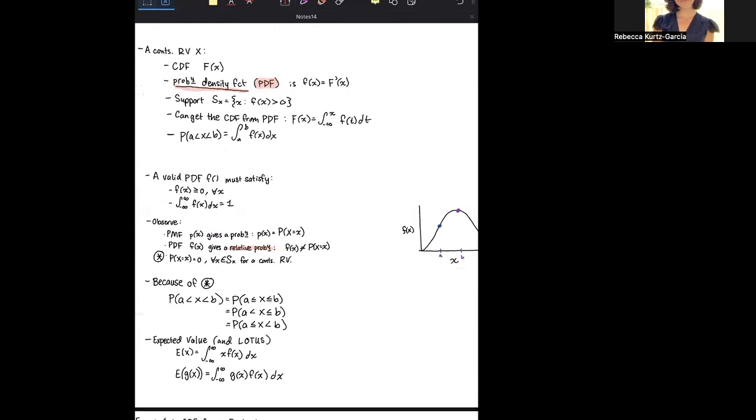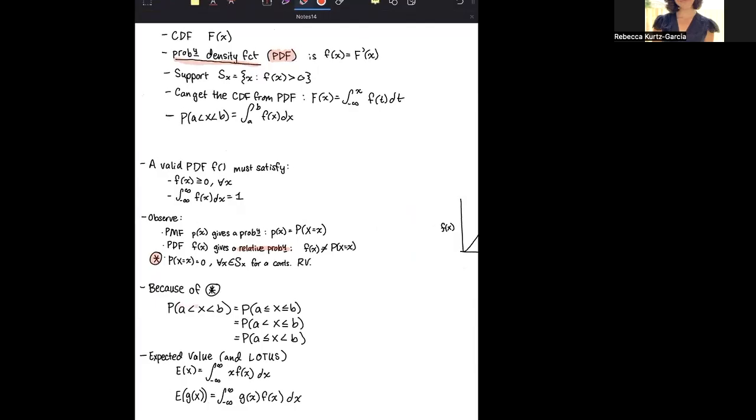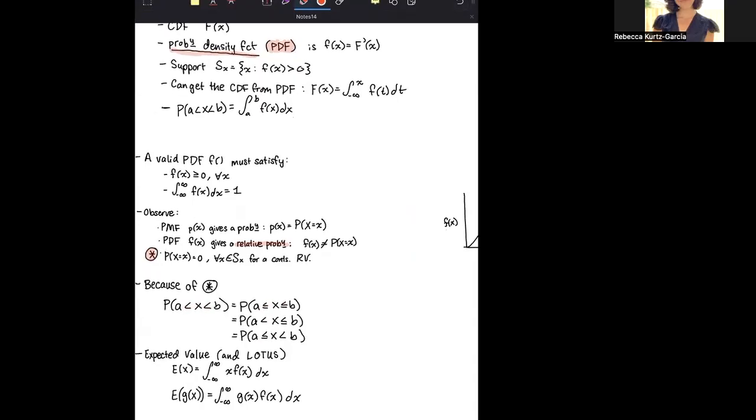Some other facts we're going to talk about. Because of this property that we just mentioned, we know that the probability that X is in between any two numbers a and b is the same as it is in between those numbers inclusive, or where one is inclusive and the other is not. All of these probabilities are the same because of that property. So we don't have to be quite as careful about equalities now.